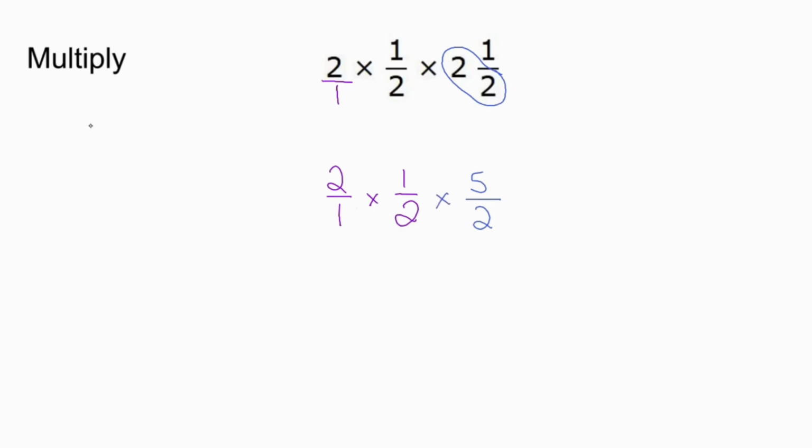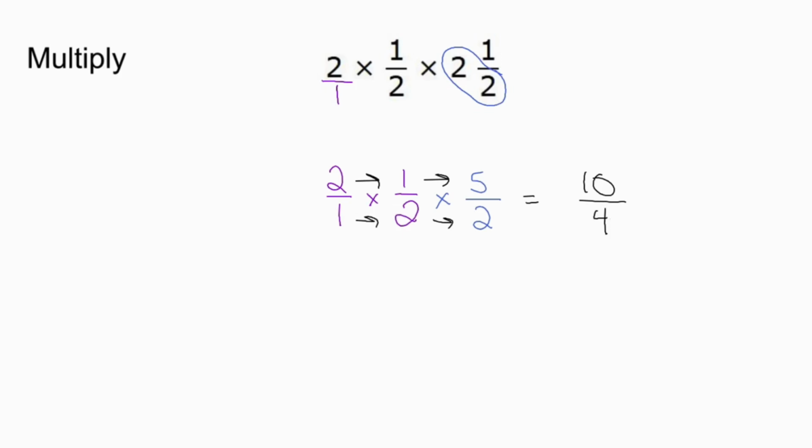Now we're going to multiply these three numbers together. So, when you multiply fractions, you multiply straight across the top and straight across the bottom. I'm going to multiply all three numerators. So 2 times 1 is 2, and 2 times 5 is 10, so the numerator becomes 10. 1 times 2 is 2, 2 times 2 is 4, so this becomes 4.